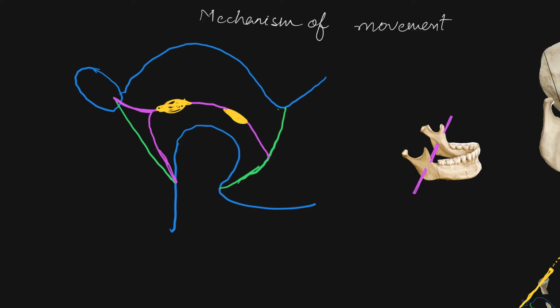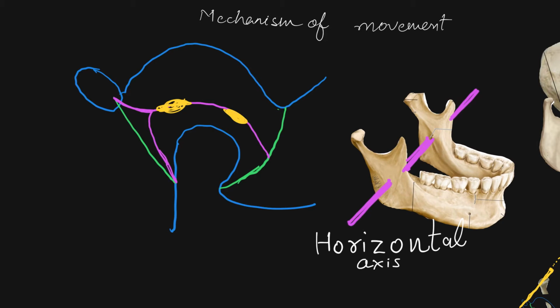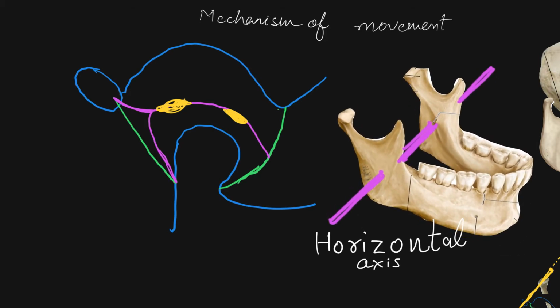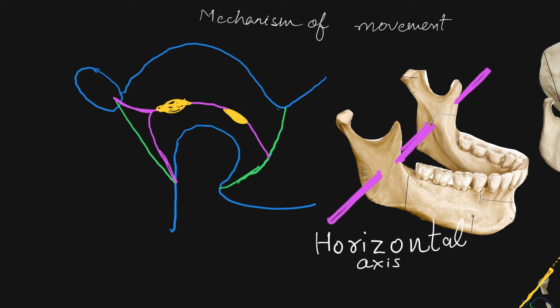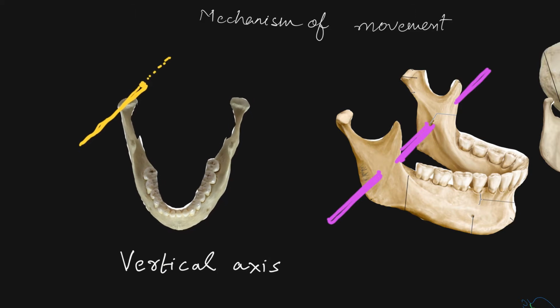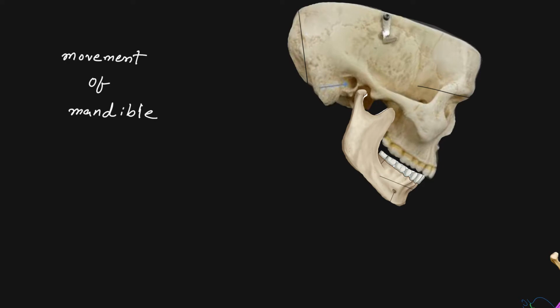Here the pink colored area is showing you a horizontal axis on which the mandible is moving up and down. So this hinge-like movement over the horizontal axis gives you depression and elevation. And the second axis is the vertical axis, on which you will find the side-to-side movement. Now we start the movement of the mandible.